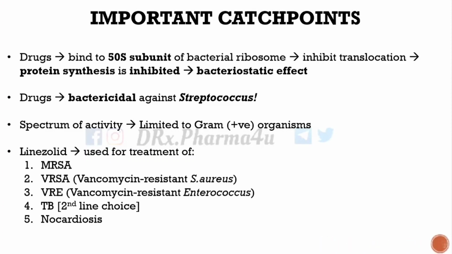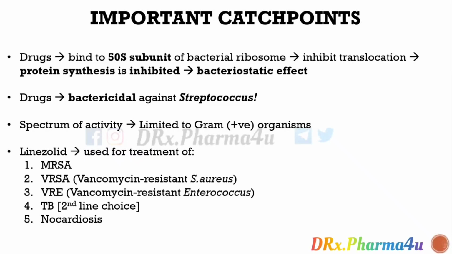So in case of vancomycin-resistant Staphylococcus aureus, we can use linezolid. We can also use it in VRE. VRE is vancomycin-resistant enterococcus. So as you can see, enterococcus, streptococcus, staphylococcus, all these are gram-positive in nature.